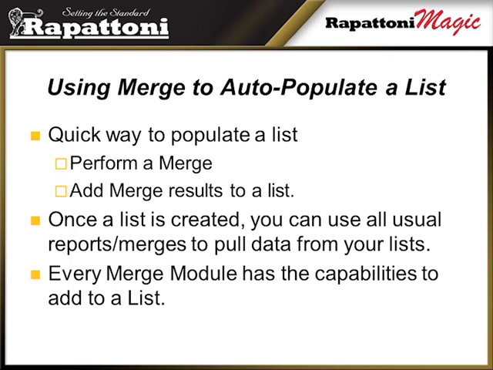Exactly. And every merge module has the capability to add to the list. So in addition, we just used the member merge, but we could have added people to the list based on giving a contribution, or giving a contribution over a certain amount, or having been in a committee, or having taken a certain class or a certain course. Any merge we could run, we could take that and put the information into a list. I would say yes to all of those questions. Wow. That's pretty cool.